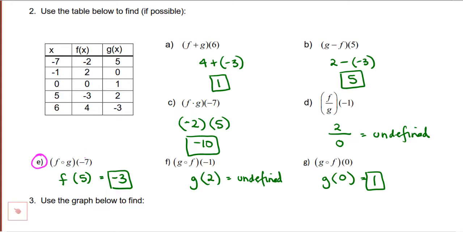So for E, we take negative 7 and we give it to G. We're going from the inside out. So here's G, here's negative 7, so it's going to give you 5. And then we start over. When we start over, now we're going to talk about F and 5. And F of 5 is negative 3. So you might say the answer of one becomes the question for the next one. Oh, that makes sense. I hope so.